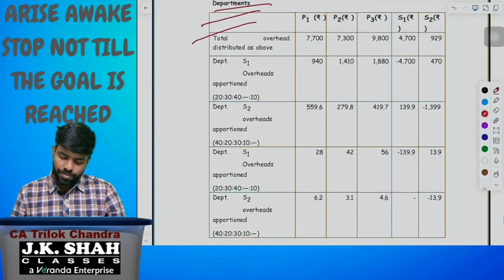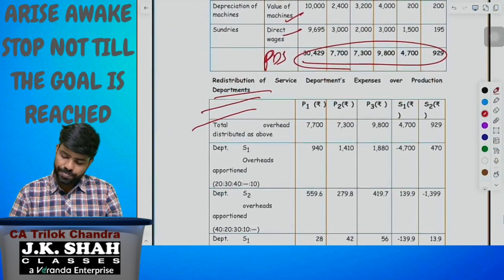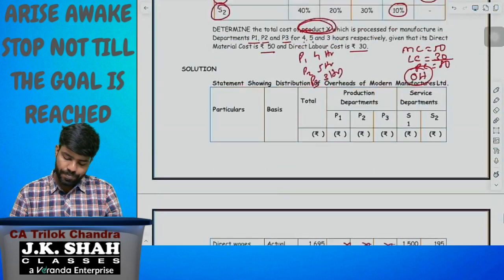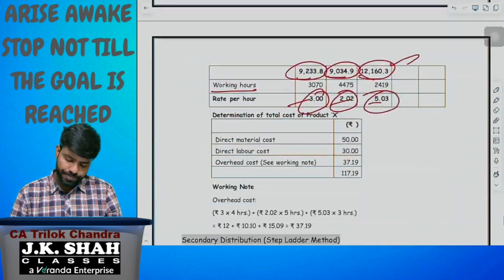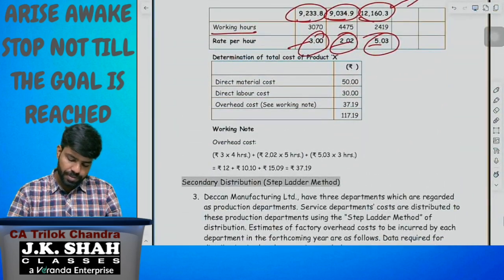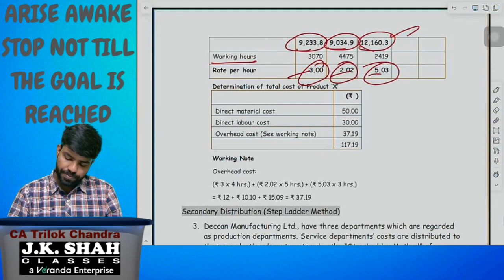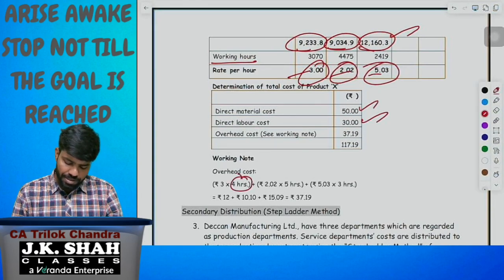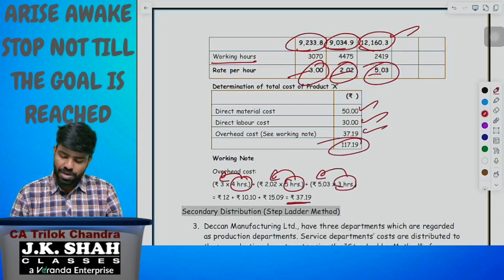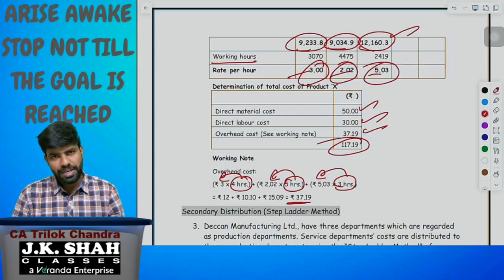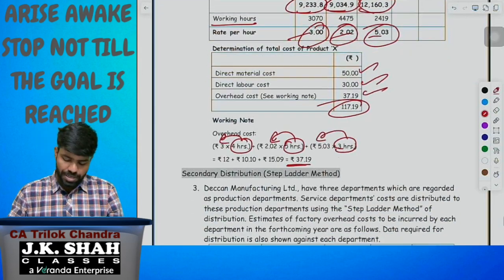So now what we can do, here we can write 453. Look at here, 50, 30. When it comes to overheads, 4 hours into 3 rupees, 5 hours into 2.02, 3 hours into 5.03, we are getting 37.19. Total comes to 117.19. Clear? Okay. So that is about that.